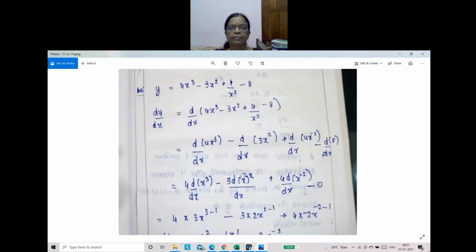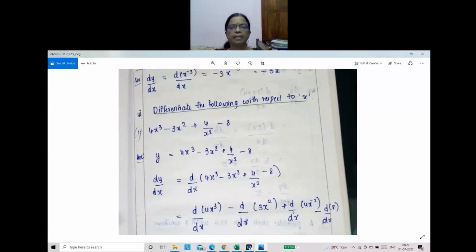If only a constant is there, we write 0, the derivative of a constant is 0. Here the constant is not alone; it is multiplied with x cube. So that constant we write outside. The constant 4 is taken outside, then d by dx of x cube. Minus 3 is taken outside, 3 into d by dx of x square. Then you tell this one: how will you write this? Take the constant outside and tell. Please tell.